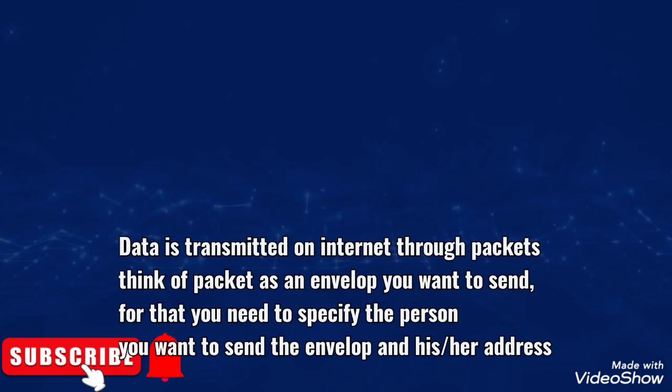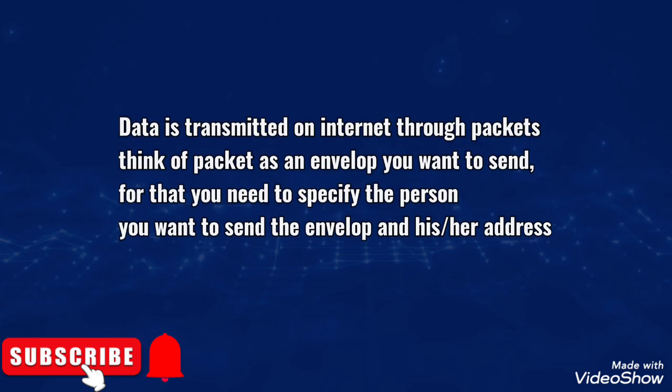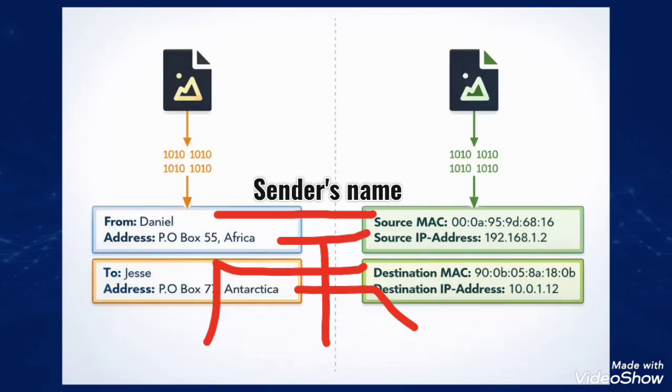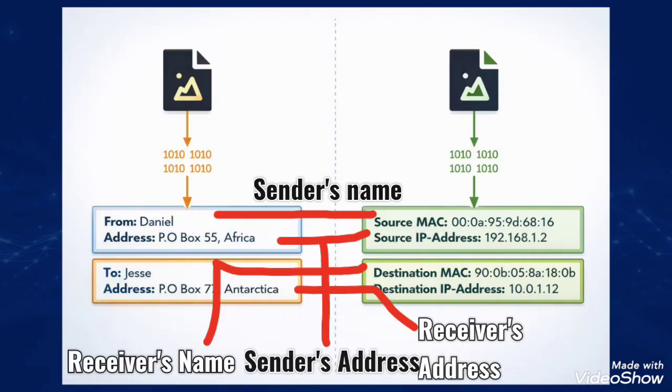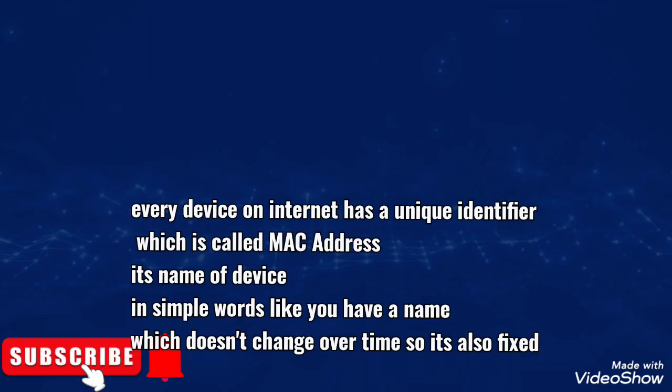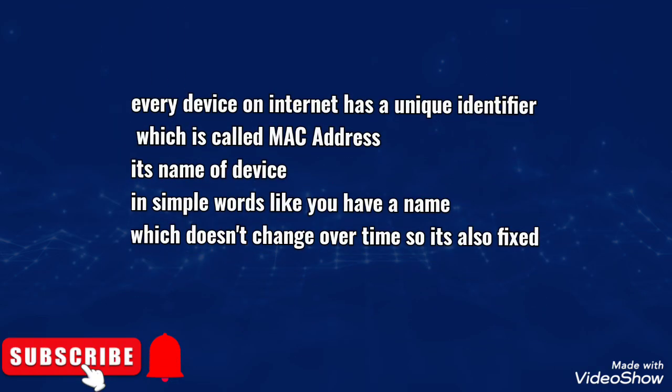Data is transmitted on the internet through packets. Think of a packet as an envelope you want to send. For that you need to specify the person you want to send the envelope to and his/her address. While communicating on the internet, we need to specify the device and address we want to communicate with. Every device on the internet has a unique identifier called a MAC address. It's the name of the device in simple words, like you have a name which doesn't change over time, so it's also fixed.